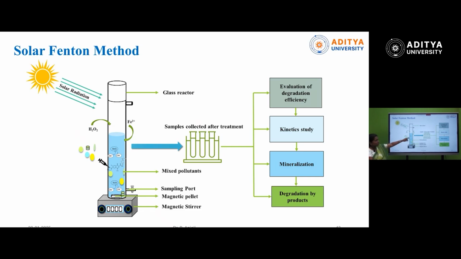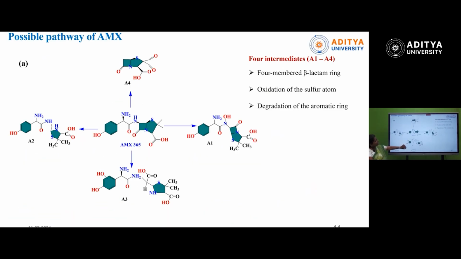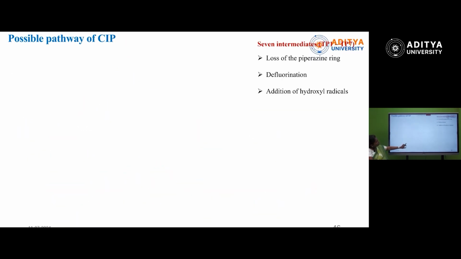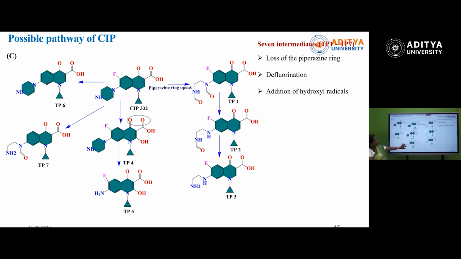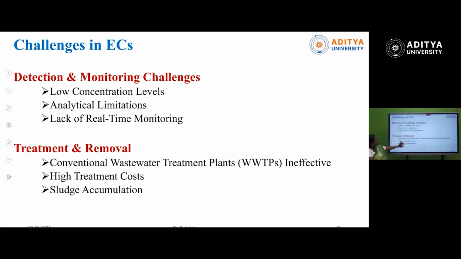The sample has been collected. Again, we have to analyze all the products: how much degradation efficiency, what the kinetics is, where the reaction is exactly taking place, and the mineralization and products. Here you can see 4 intermediates. Another one has 6. Next you can see 7. This was also published in Environmental Monitoring and Assessment.